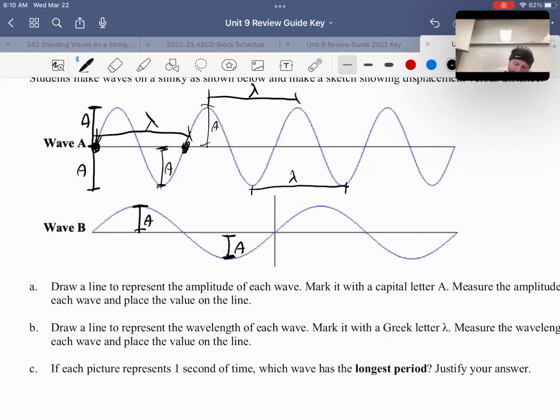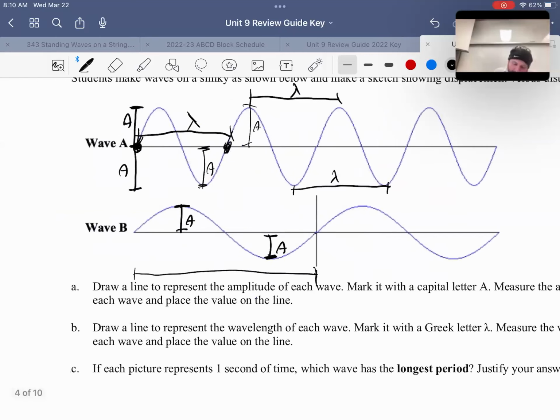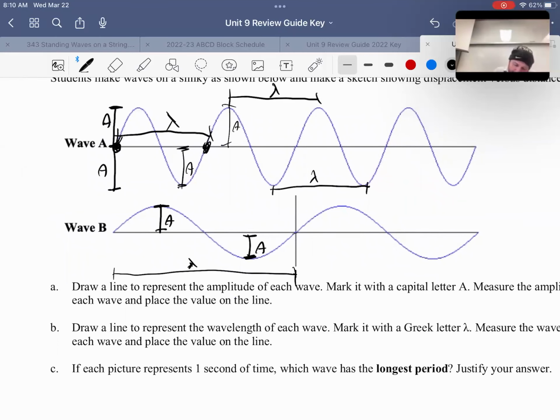There's lots of different spots you could draw the wavelength. Same, the wavelength for the bottom one is going to be from the beginning all the way to where it starts going back up. That could be wavelength. Or you could go crest to crest. That could be wavelength. Or trough to trough. That could also be wavelength there. Lots of different ways you could draw that.